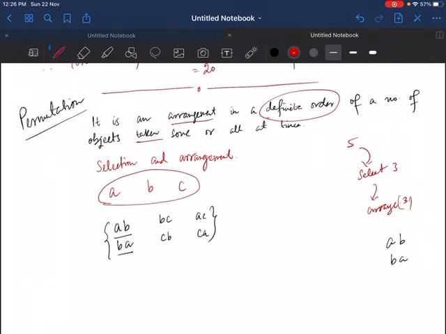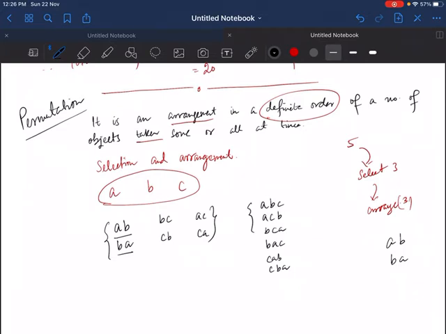Now let us do an example where we are taking all the objects at a time. If I take all the 3 objects at a time, select all 3 and arrange them, what do we get? Suppose I have taken ABC, I arrange them as ABC. Then I can arrange them as ACB, then BCA, then BAC, then CAB, then CBA. So I think these are the possible ways we can arrange ABC taken 3 at a time.